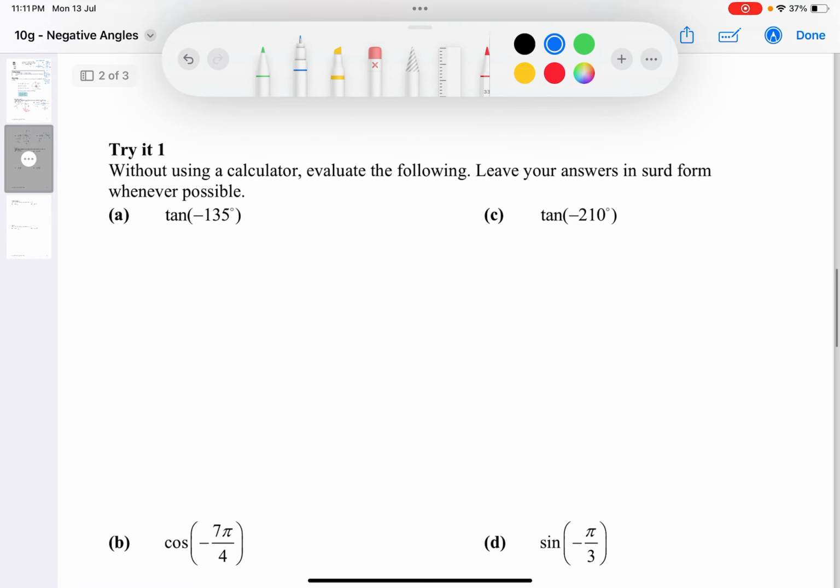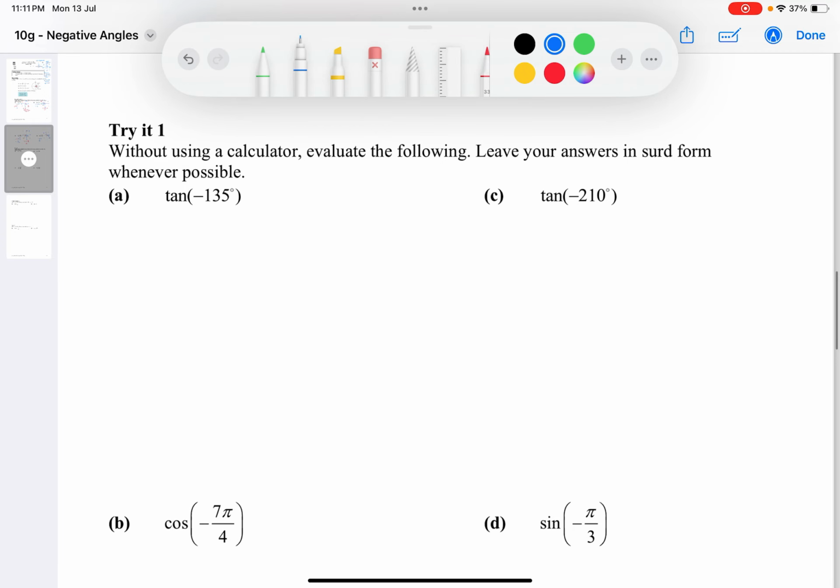Pause the video and try it. Okay, you should have finished. If you unpause the video now, you should have already finished it.